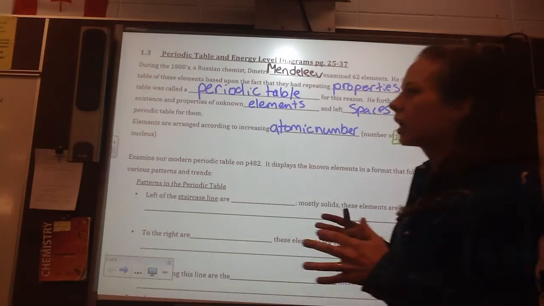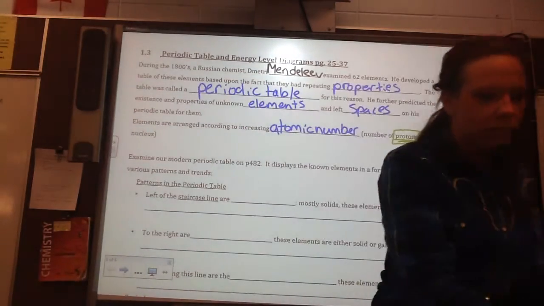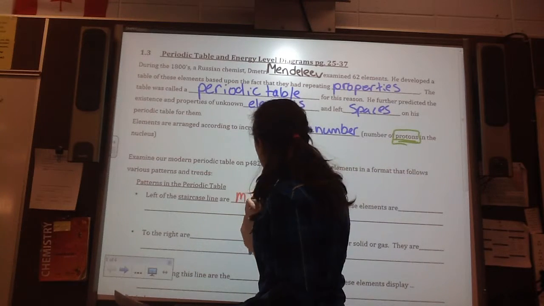So everything on the left of the staircase, what is it? Metals. Everything on this side is all metals. And everything on the right is non-metals. So left of the staircase are metals.